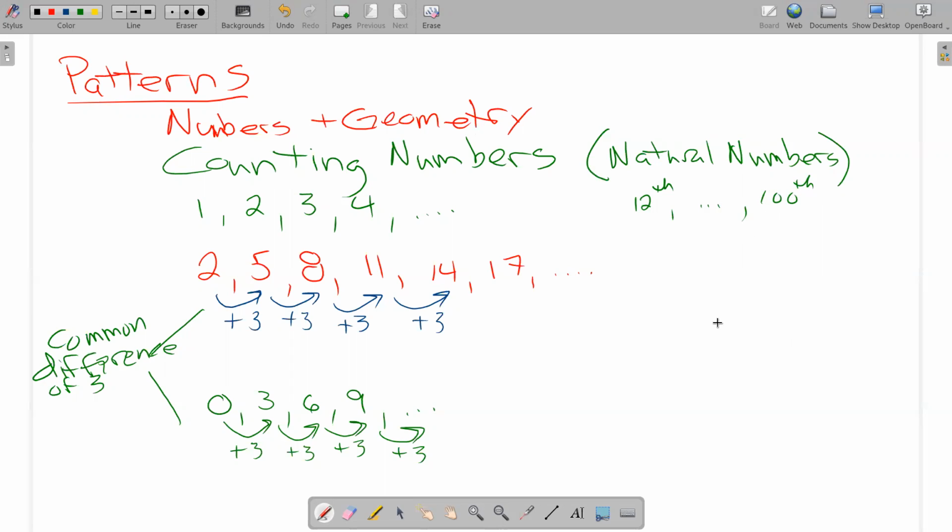To do that, I got a couple of choices. I can either keep counting by 3 till I get to the 12th one and counting by 3 till I get to the 100th one. Be a little tedious, but I could do it. A spreadsheet would help me get there quicker. Or I could try and find a formula where I just plug in 12 and out pops the answer. Plug in 100 and out pops the answer.